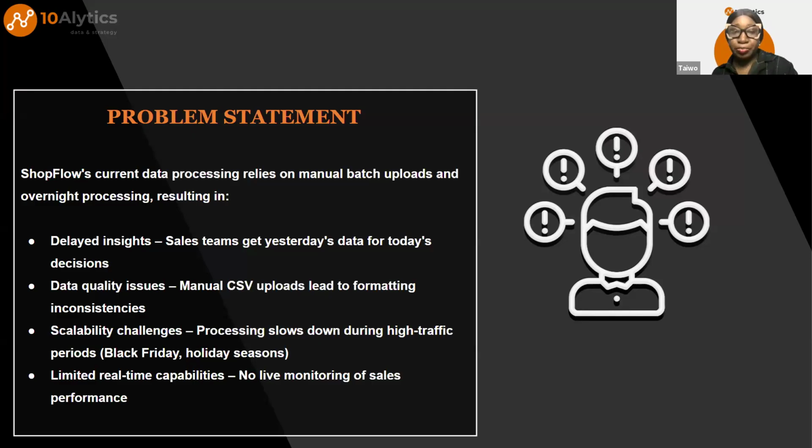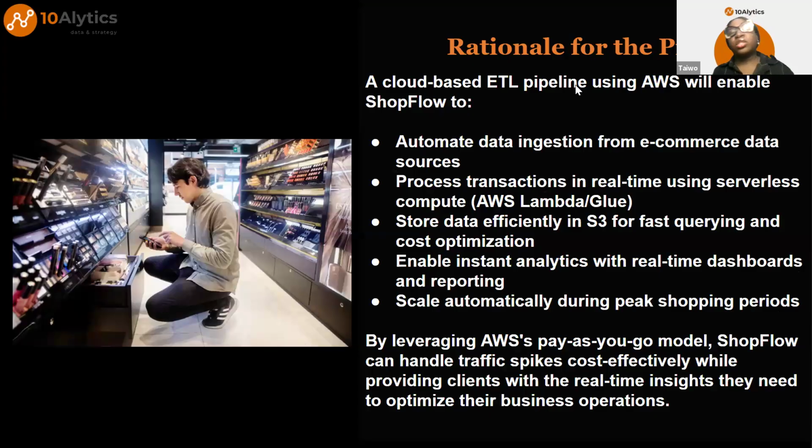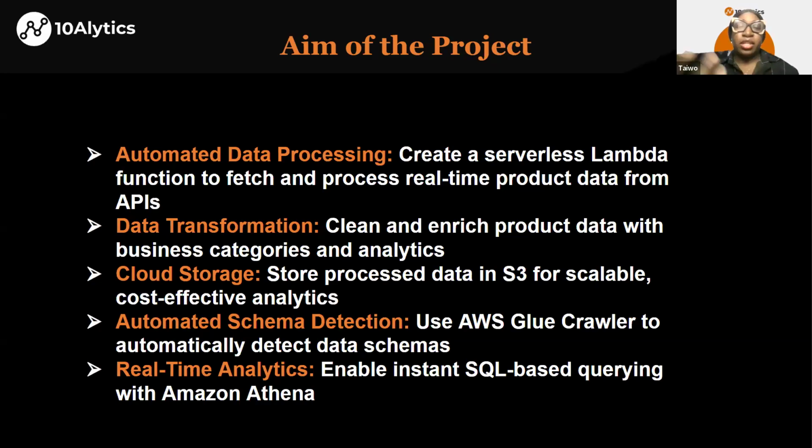So what's the way forward? The rationale for this project is a cloud-based ETL pipeline using AWS, and this will allow ShopFlow to automate data ingestion from the e-commerce data source, process the data using serverless compute, and store this data efficiently in S3 for fast querying and cost optimization, and also allow for instant analytics. So the aim of the project is automated data processing, data transformation, cloud storage, automated schema detection, and real-time analytics. We'll be looking at all of this hands-on as we get started.